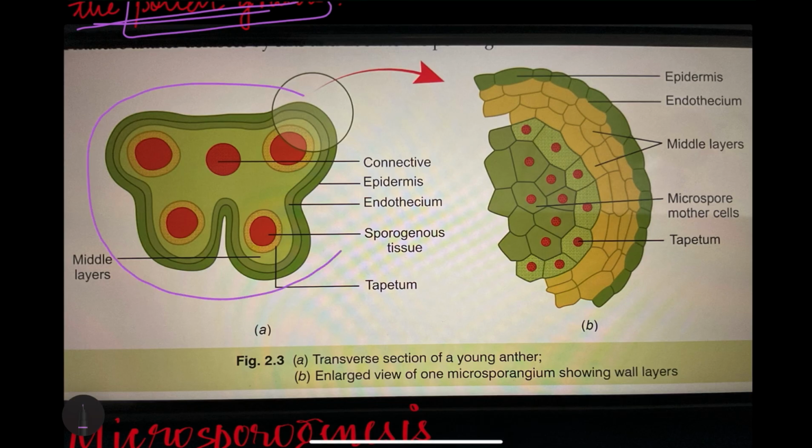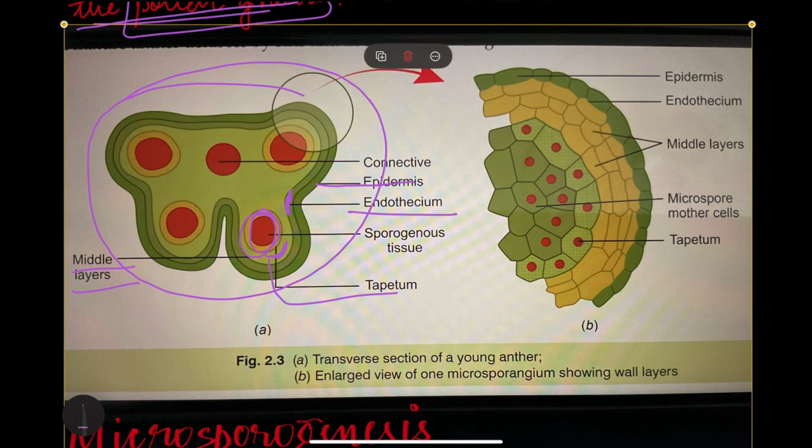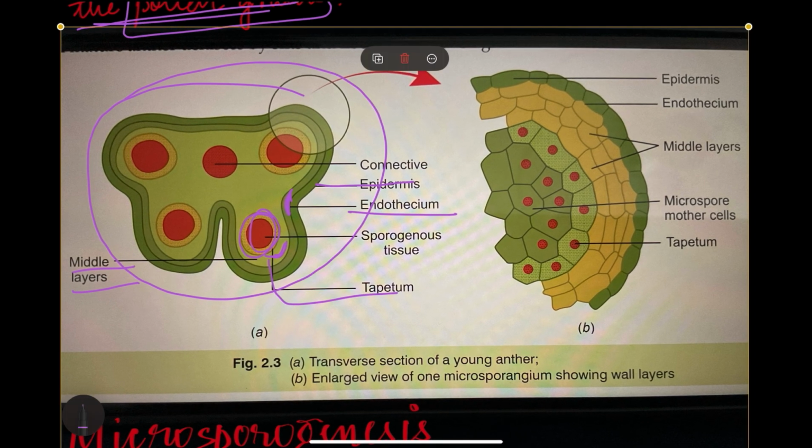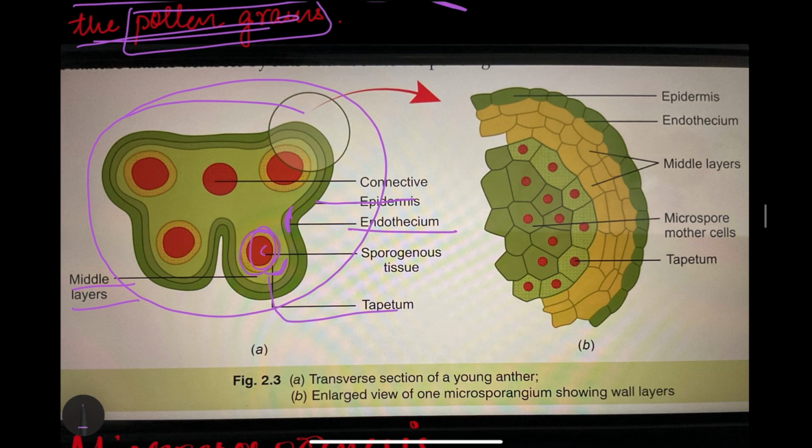This is the anther lobe. The outermost layer is the epidermis. Then this is the endothecium. Then this green part is the middle layers. Then this yellow part is the tapetum, and inside the tapetum is the sporogenous tissue. And all these four microsporangia are connected by connective tissue within. Now there is an enlarged view given.